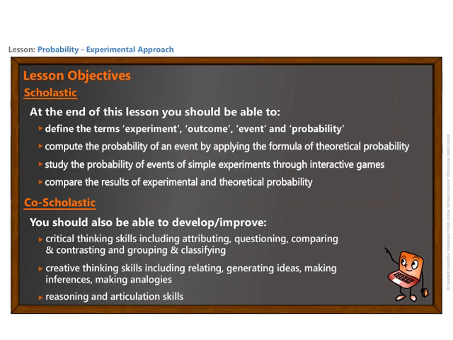At the end of this lesson, you should be able to define the terms experiment, outcome, event, and probability. Compute the probability of an event by applying the formula of theoretical probability. Study the probability of events of simple experiments through interactive games. Compare the results of experimental and theoretical probability.